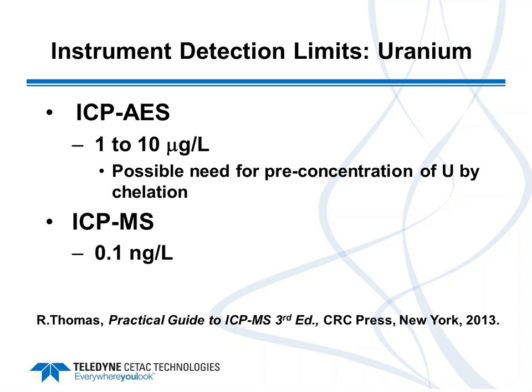In general, instrument detection limits for uranium are about 1 to 10 micrograms per liter, or 1 to 10 parts per billion, for ICP-AES. ICP-MS is much lower, down to around 0.1 parts per trillion. If one needed to go lower for ICP-AES, one way was the possible need for pre-concentration of uranium by chelation, or you may have to look at an enhanced nebulizer system, such as an ultrasonic nebulizer, to try to reach lower levels.